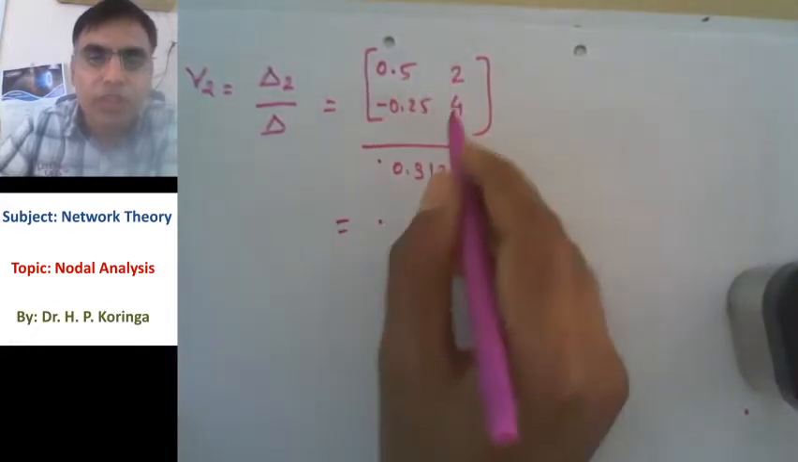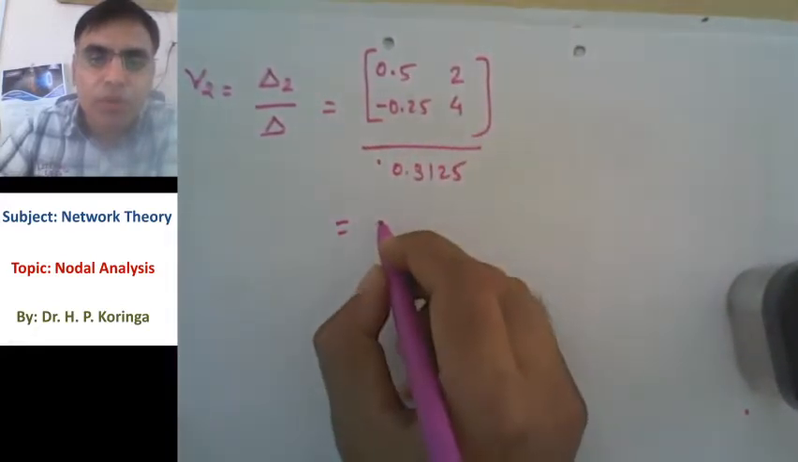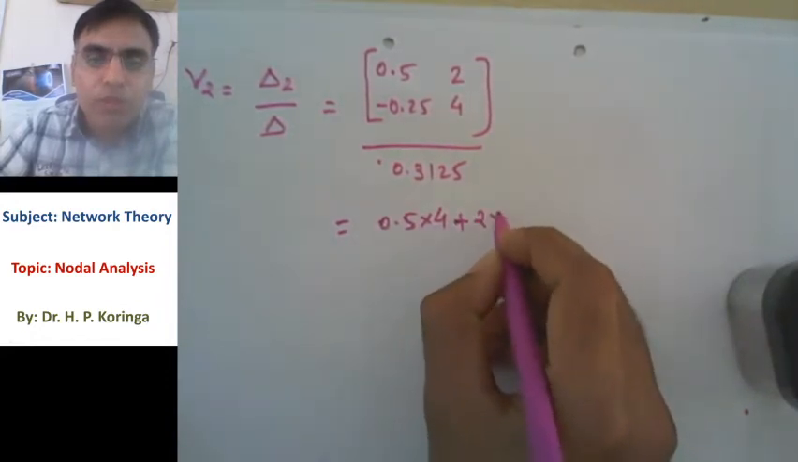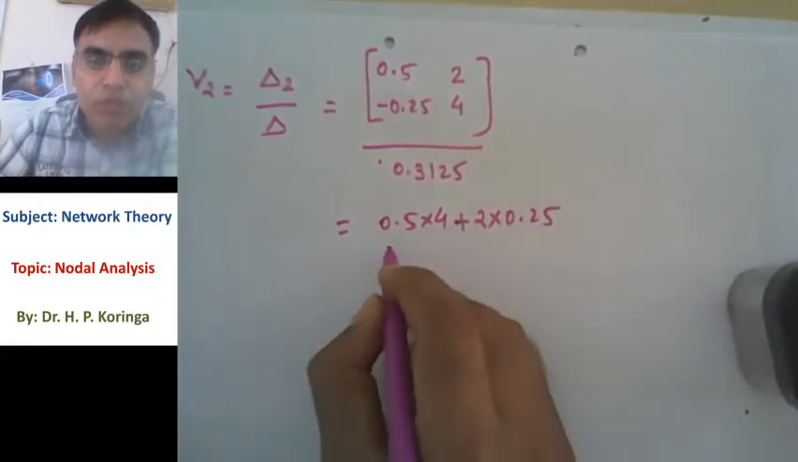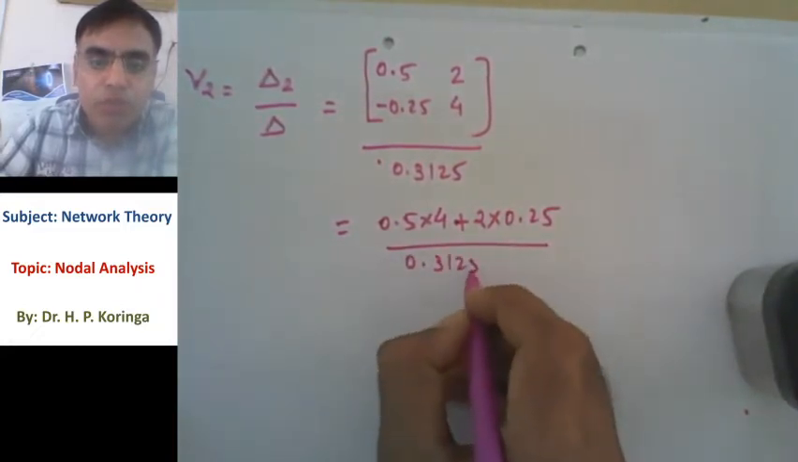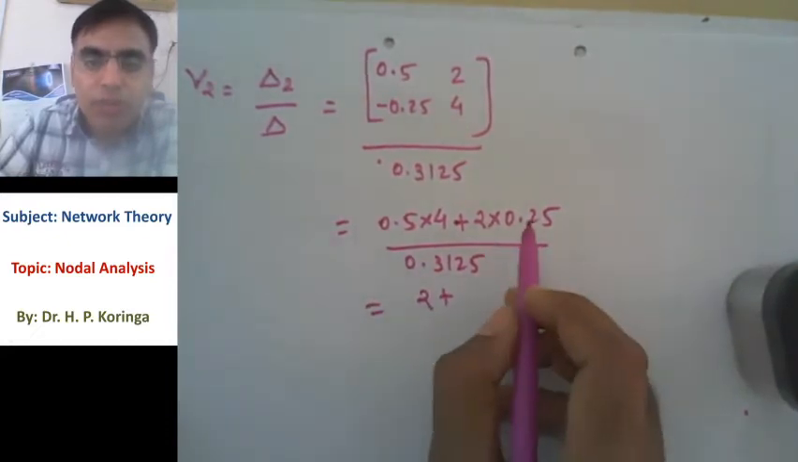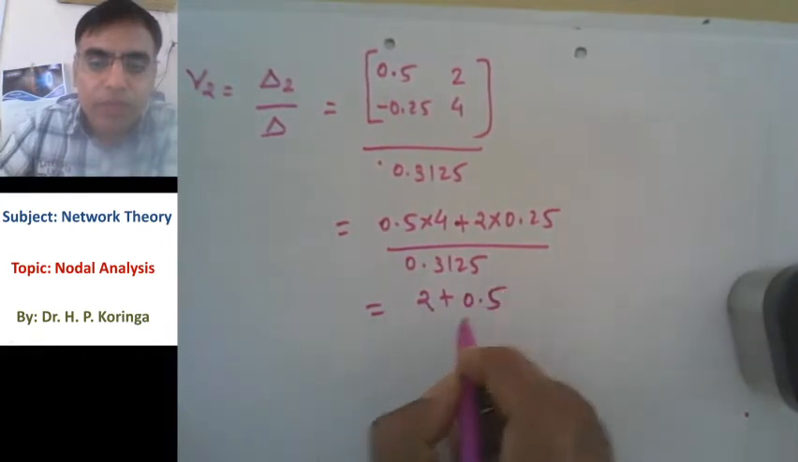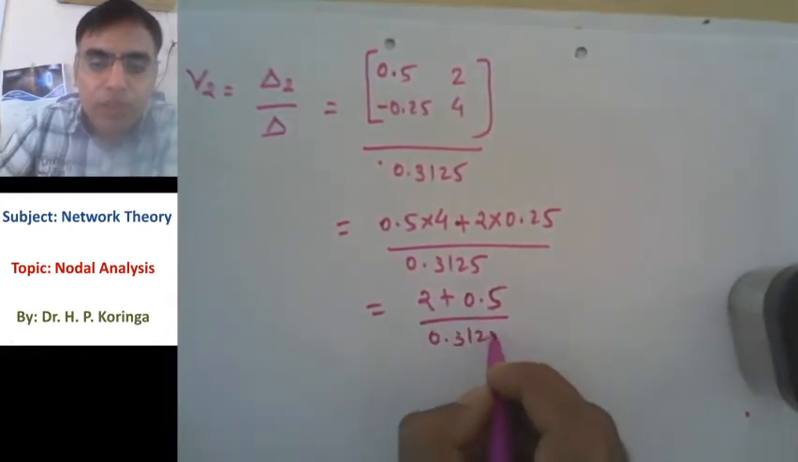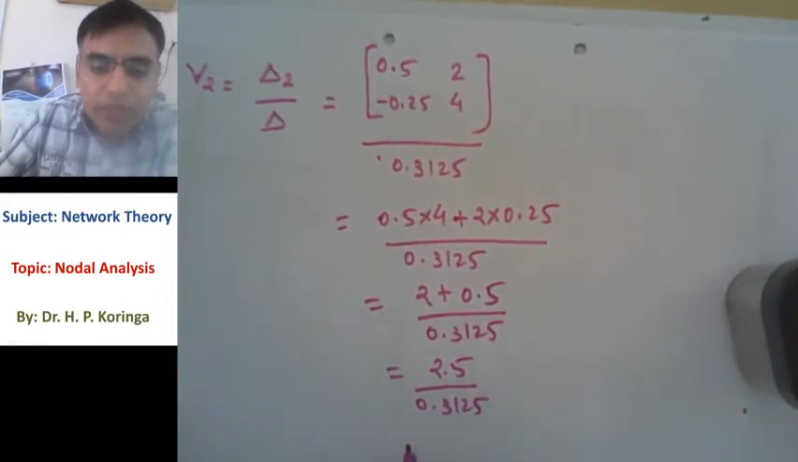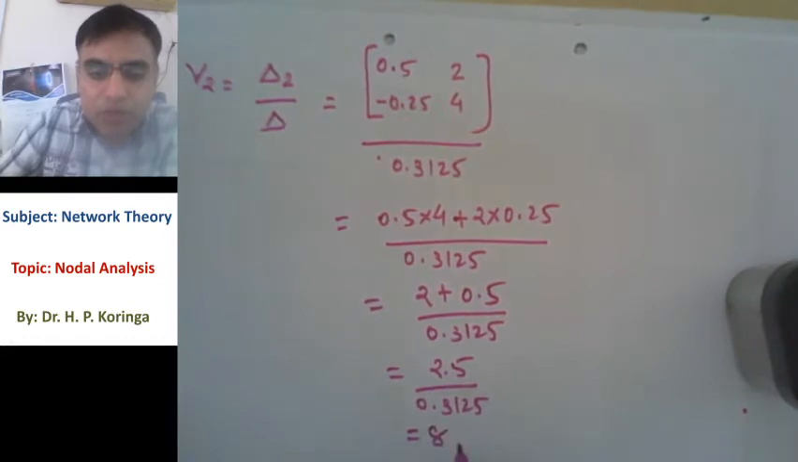So let's just calculate this. 0.5 multiplied by 4 is 2, plus 2 multiplied by 0.25 is 1 upon 2, which is 0.5. So 2.5 divided by 0.3125. Can anyone please calculate this? 8. What is 2.5 divided by 0.3125? Yes, 8, because again the answer is 8.